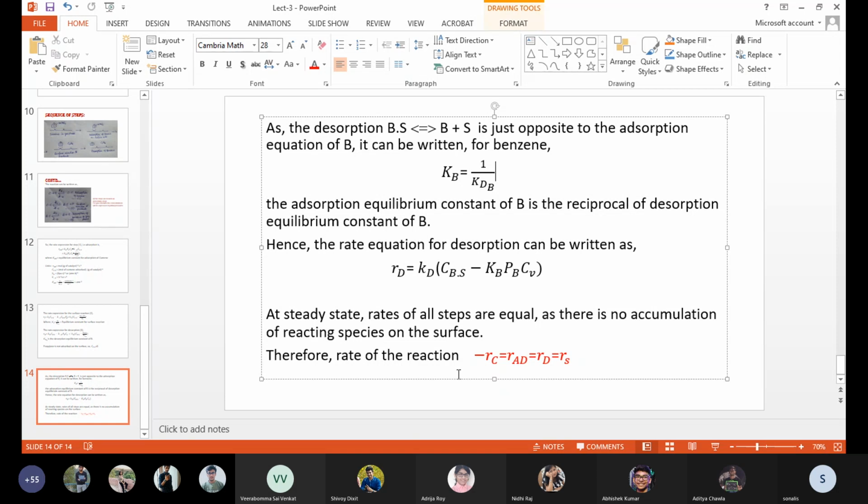Therefore, the rate of the reaction is minus RC. Minus RC is the rate of reaction of cumin, the rate of conversion of cumin. That is the reason it is minus, because the cumin concentration is continuously decreasing. It is equal to the rate of adsorption, equal to the rate of desorption, equal to the rate of the surface reaction.